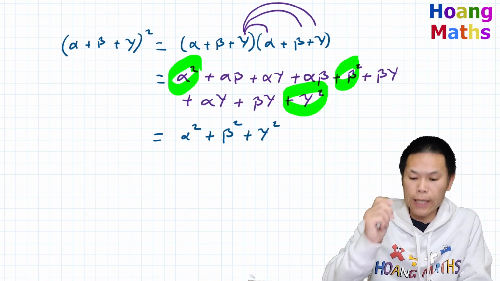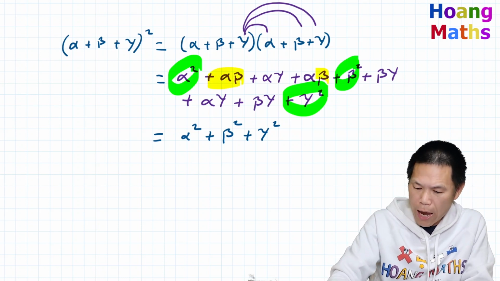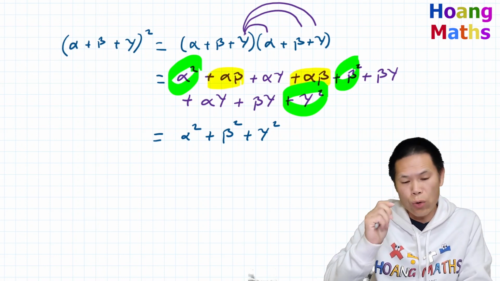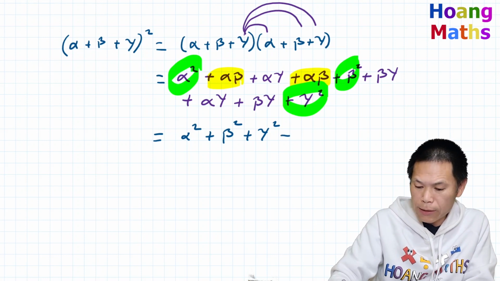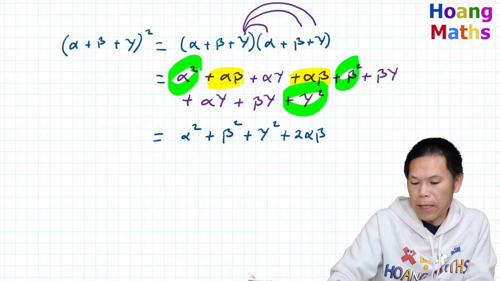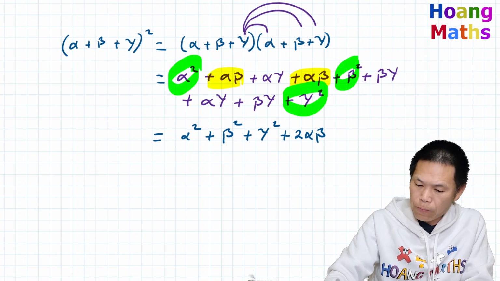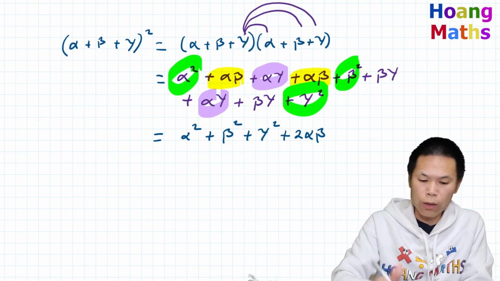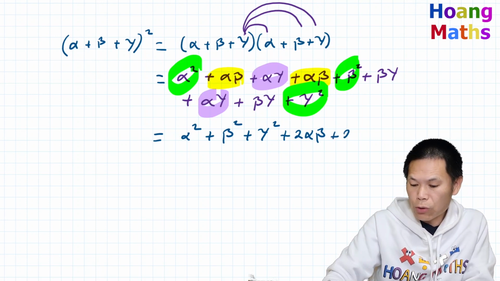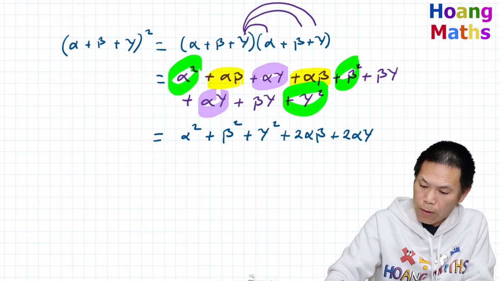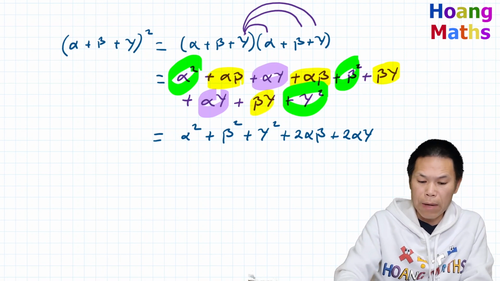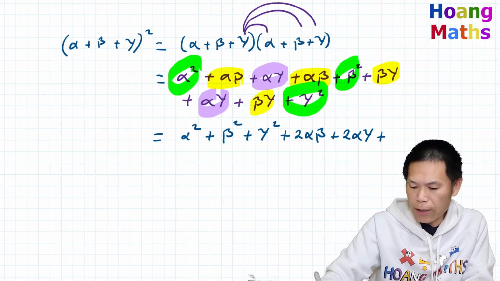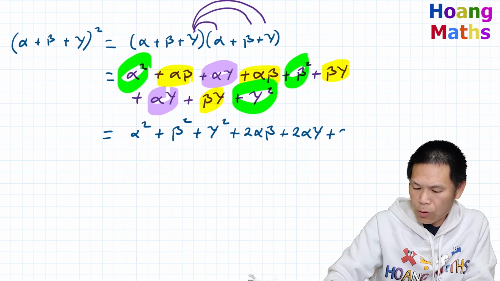Now I'm going to collect like terms. Alpha beta, and we add another alpha beta, so that gives us 2 alpha beta. Then we have alpha gamma, and we add alpha gamma, so that gives me 2 lots of those, so we add 2 alpha gamma. And then we have beta gamma, we add beta gamma, so we have 2 lots of those, so that adds 2 beta gamma.